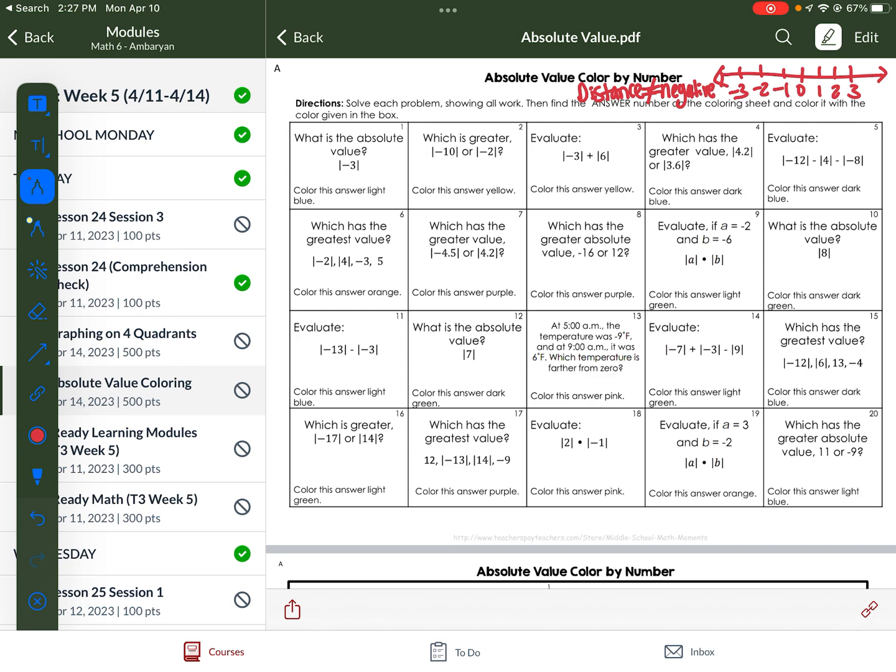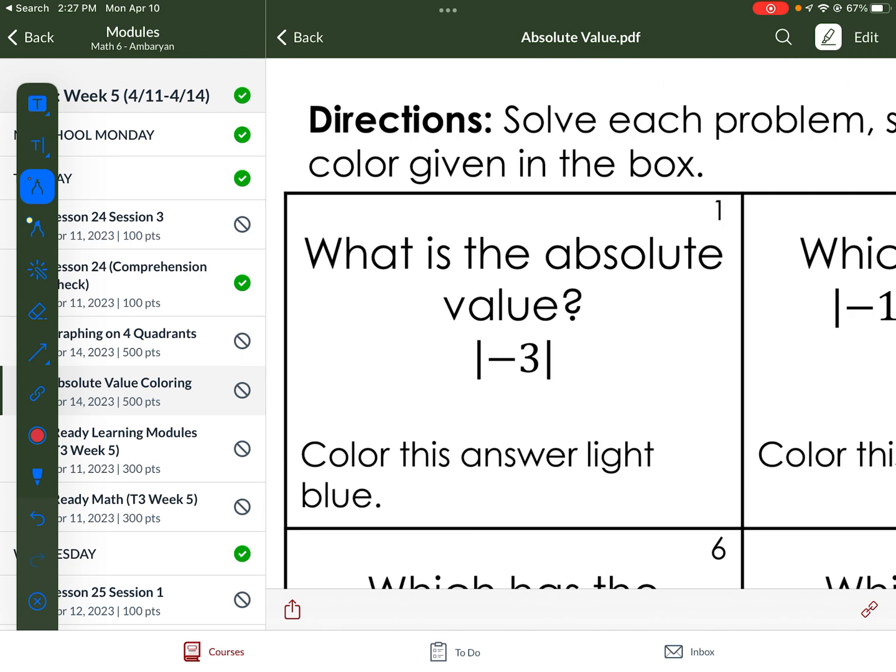Okay, so let's look at an example. It says, what is the absolute value of -3? These lines right here are just absolute value bars, which are just telling you that they want you to find the absolute value of that number. They're just lines that they put in front to tell you that they want you to do absolute value. Okay, so what is the absolute value of -3?